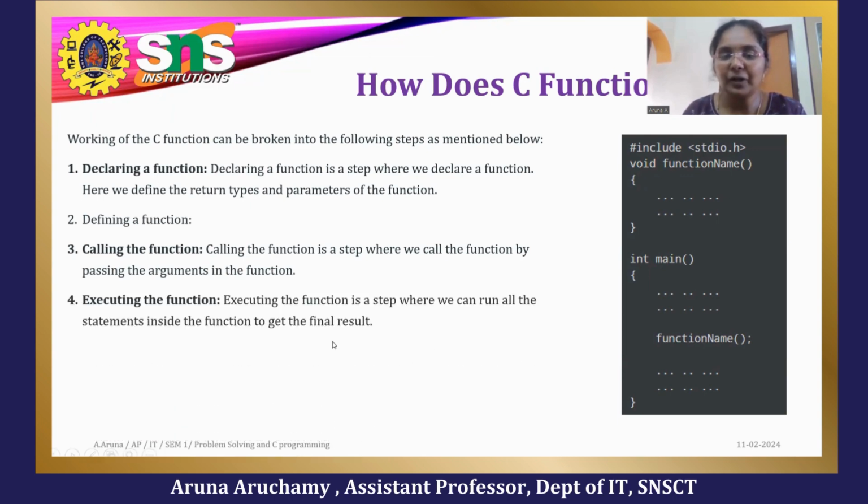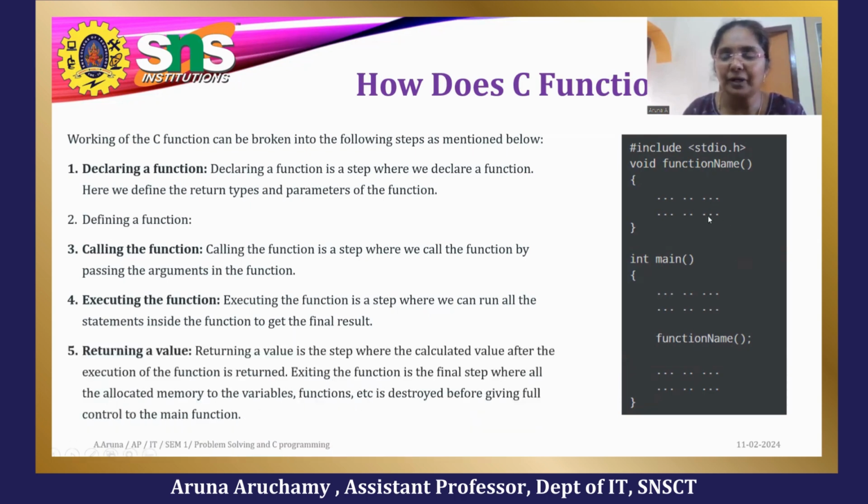The next thing is we have to execute a function. How can the function be executed? After calling it, it will go to the definition part. In the definition part, we define what that particular function is going to execute. So in the definition part, it will take some input and return some output. It will calculate a certain operation and return the result to the caller. So that is executing a function. Executing a function is a step where we run all the statements inside the function to get a final result, to perform some operation.